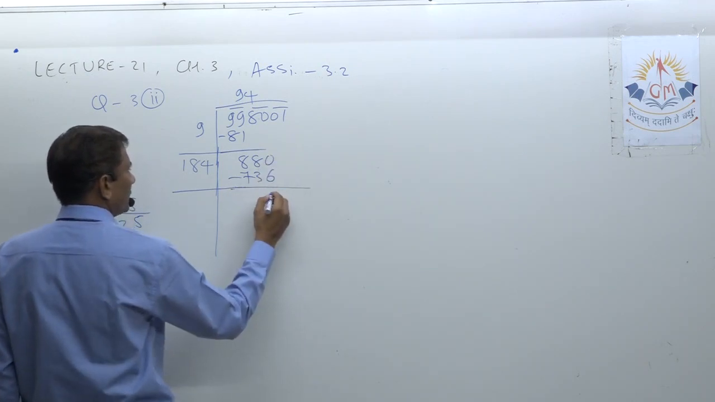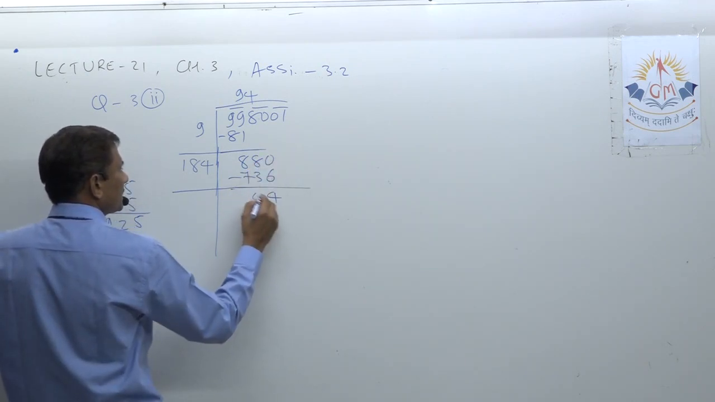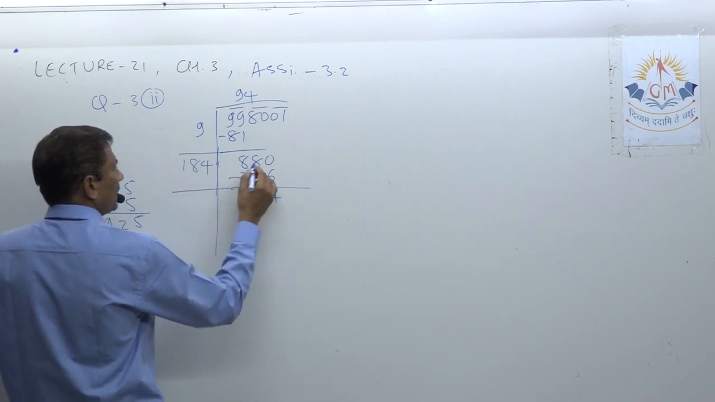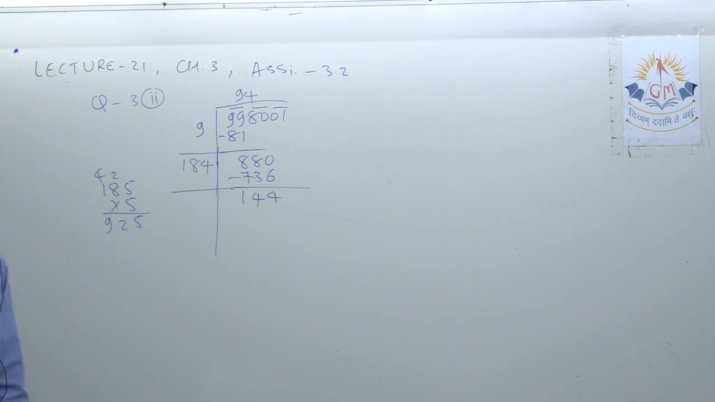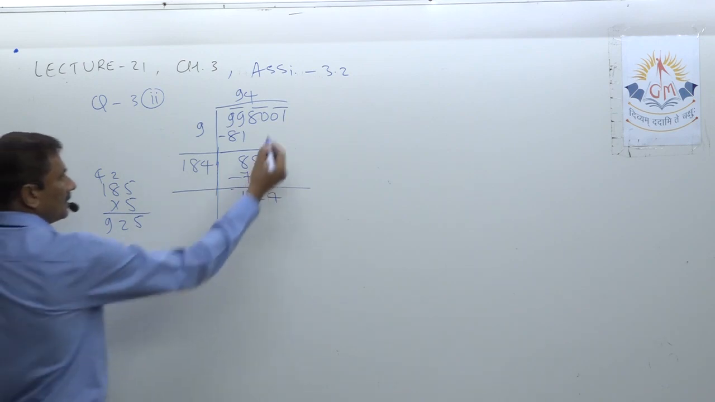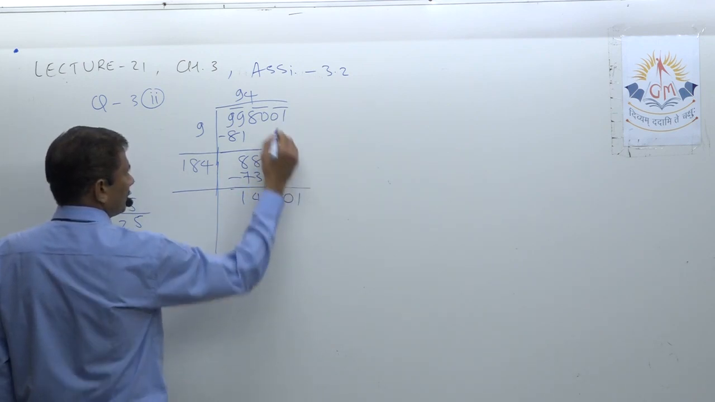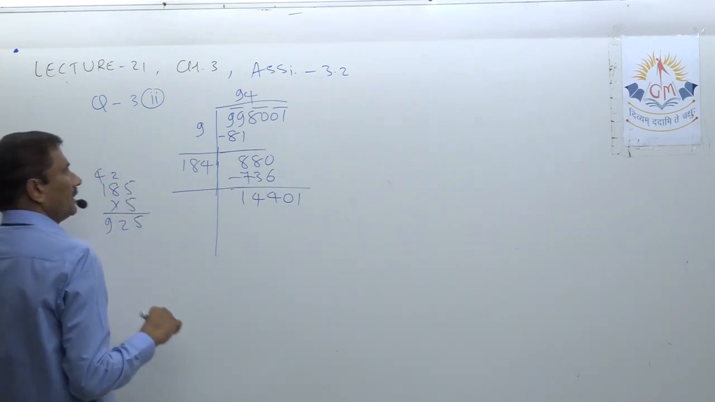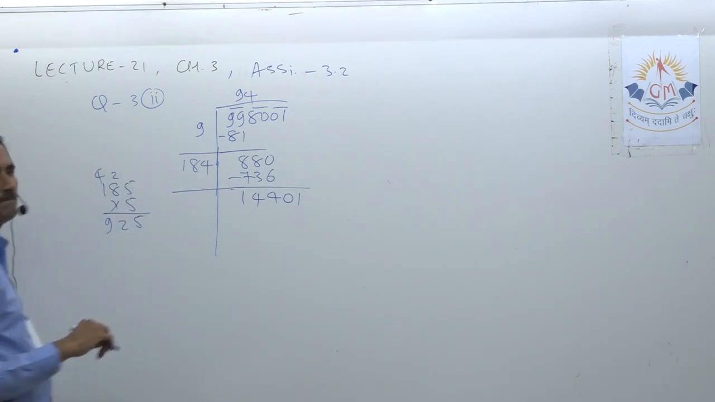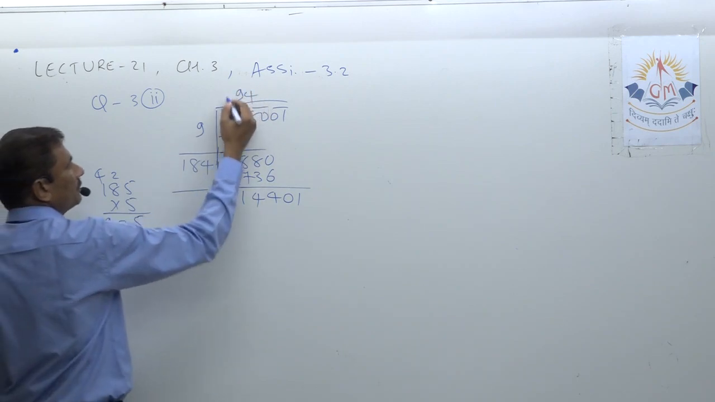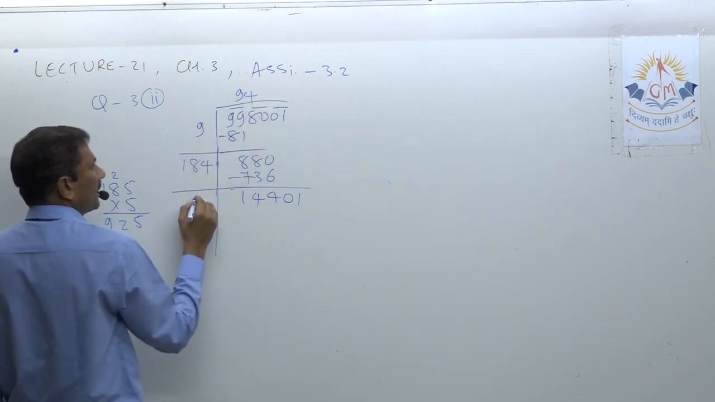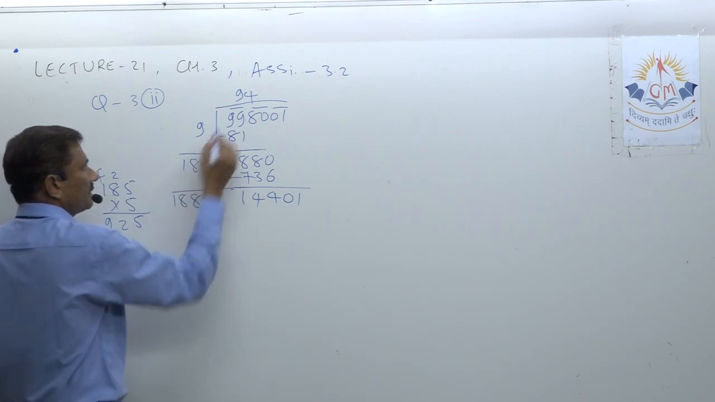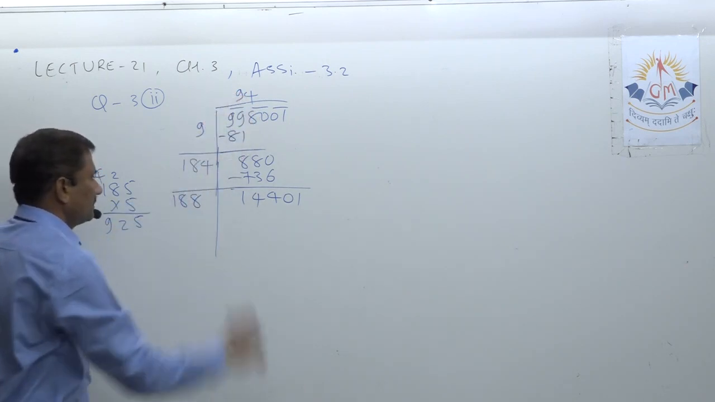Okay, now 10 minus 6, 4. 7 minus 3, 4. Here 8 minus 7, 1. 144 left. Bring down here 0, 1. Now, before starting, whatever you got here in the quotient, double it and write it down here. So it will be 8, 18. Okay, 188, double of this one.